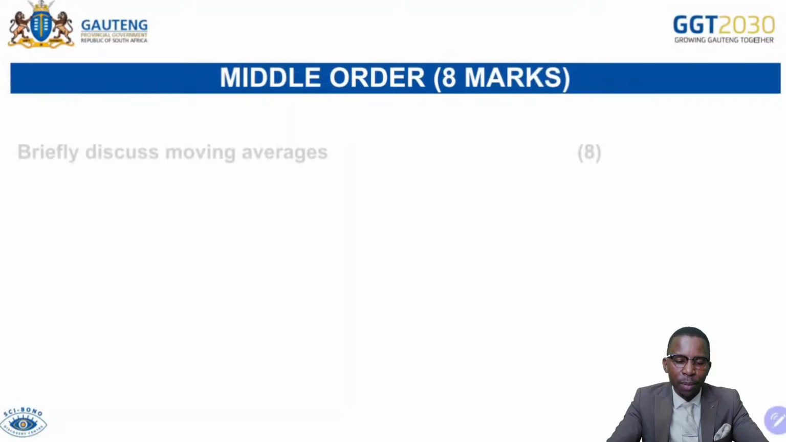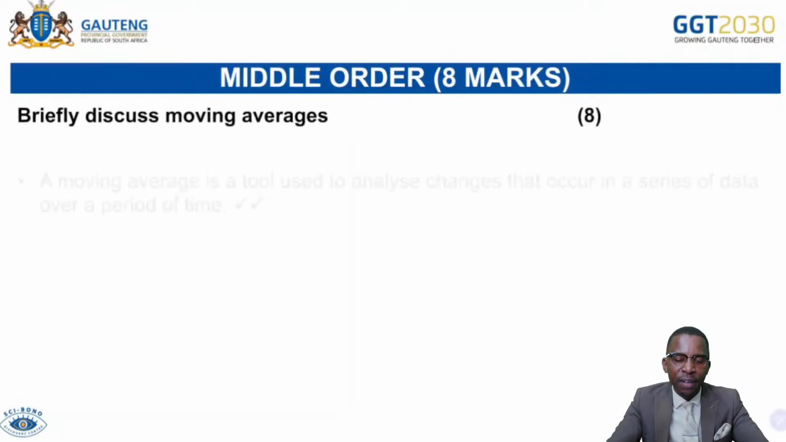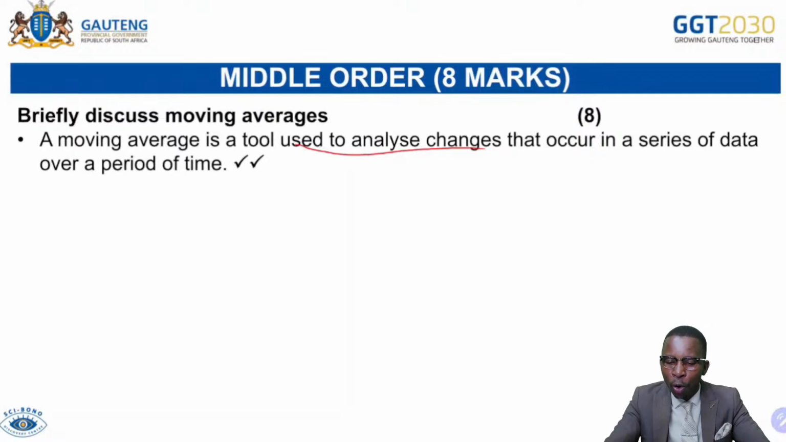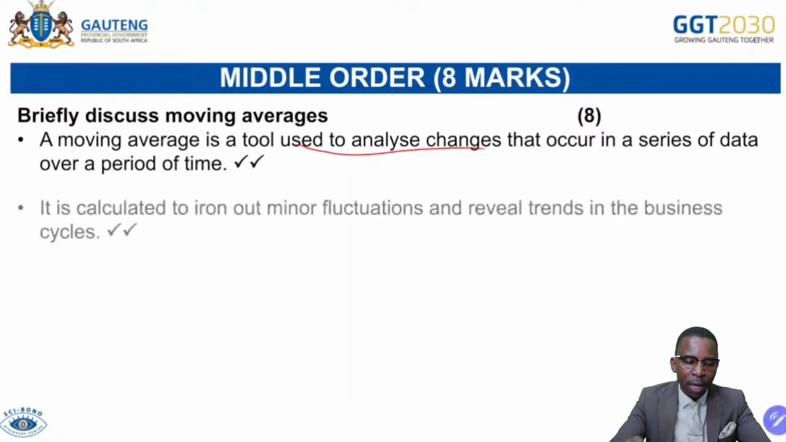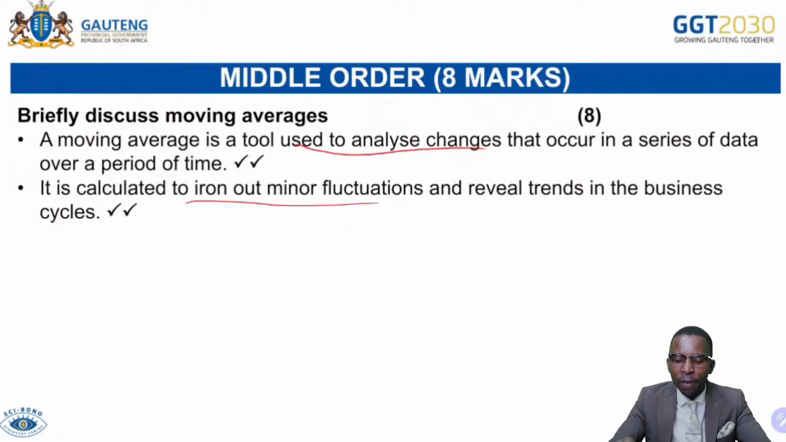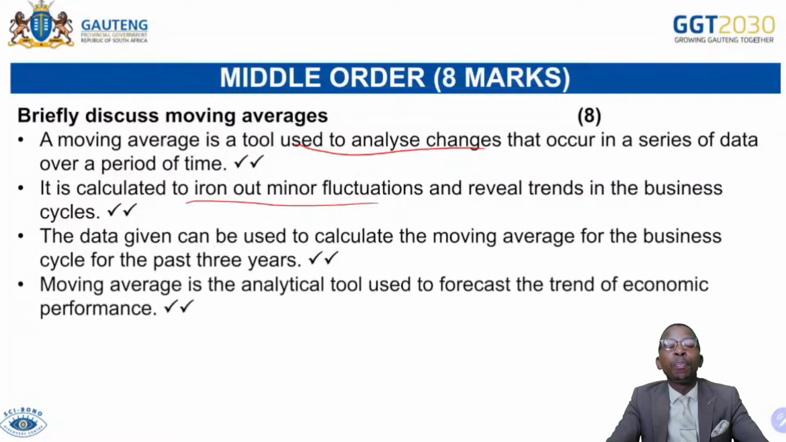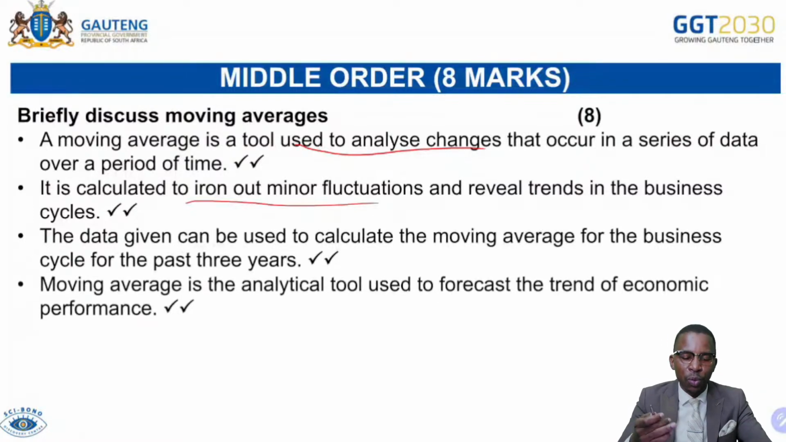And then we continue with the middle order. Briefly discuss moving averages for 8 marks. A moving average is a tool used to analyze changes that occur in a series of data over a period of time. It is calculated to iron out minor fluctuations of the business cycle. The data given can be used to calculate moving averages for the business cycle for the past 3 years, or it can be 3 years, can be 5 years, etc. So you must be flexible to the question.